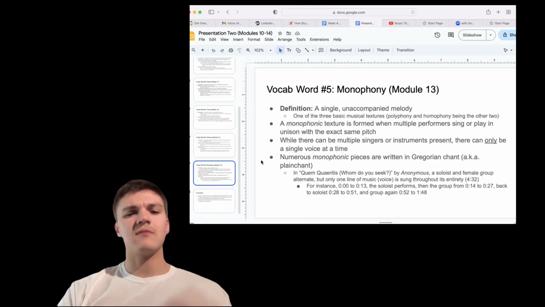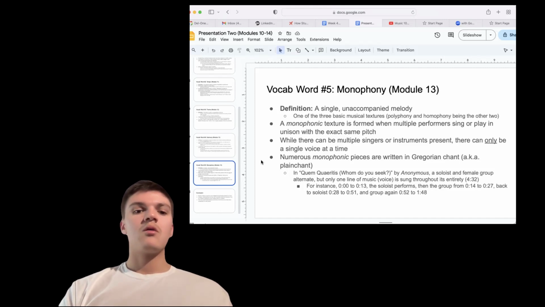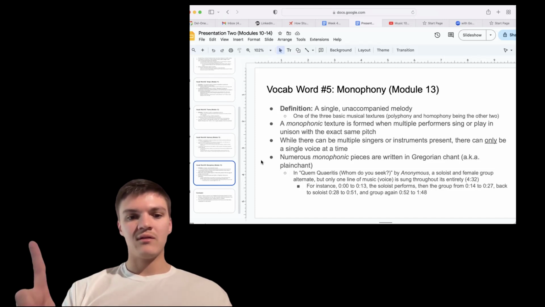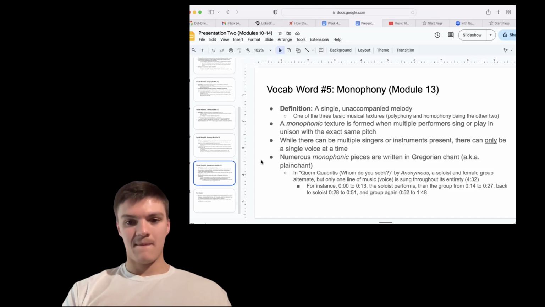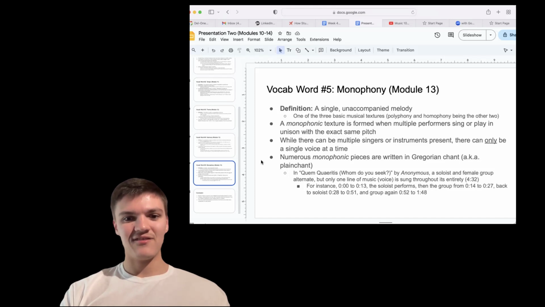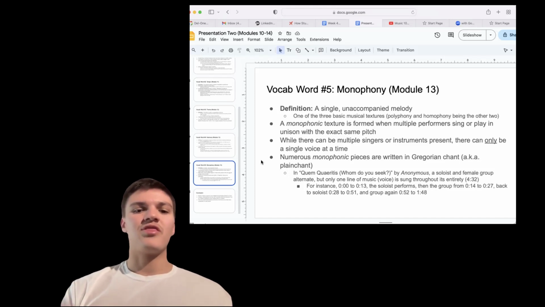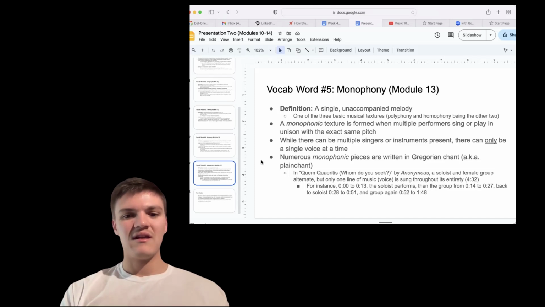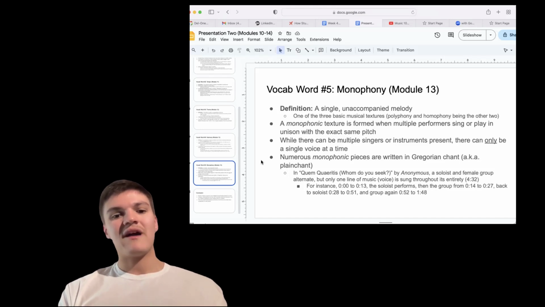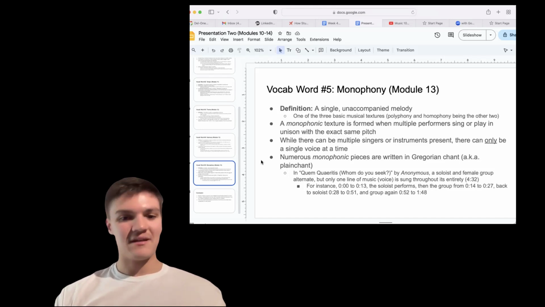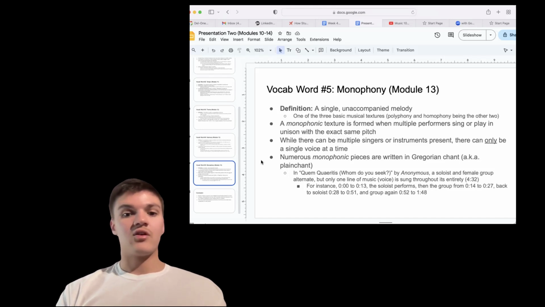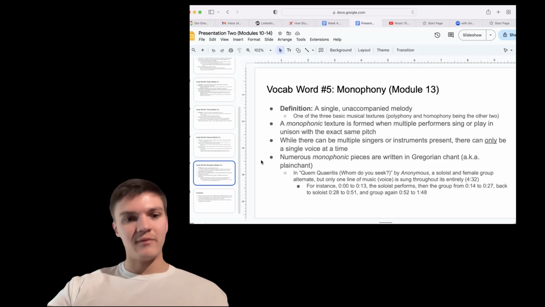In Whom Do You Seek by Unknown, a soloist and a female group alternate between one another. But throughout the whole piece, only one line of music is sung. For the entire 4.5 minutes, only one voice is present. So, to be a little more specific, from the start up until the 13-second mark, the soloist performs, then alternates to the group from the 14-second to the 27-second mark, back to the soloist from the 28 to the 51-second mark, and then the group again for almost a minute, from the 52-second mark to the 1-minute 48-second mark.